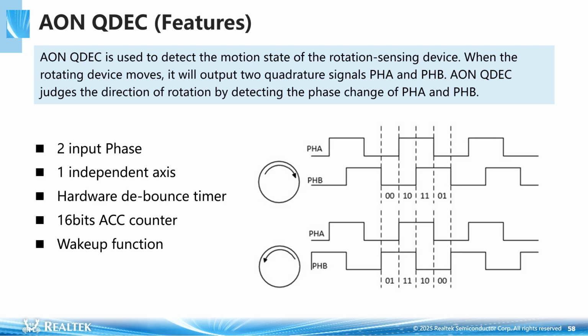Point 1. 2 input phases. Point 2. 1 independent axis. Point 3. Hardware debounce setting. Point 4. 16-bit accumulation counter. Point 5. It can wake up the system from DLPS.